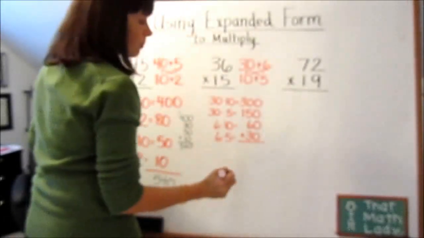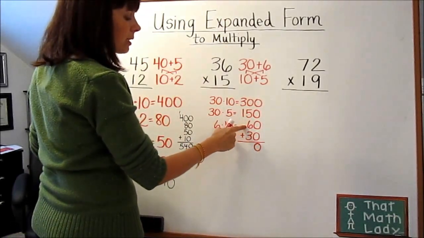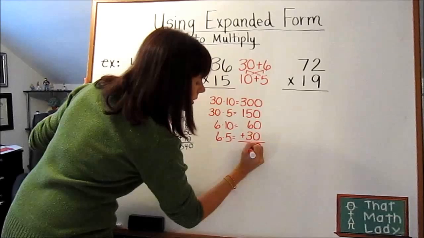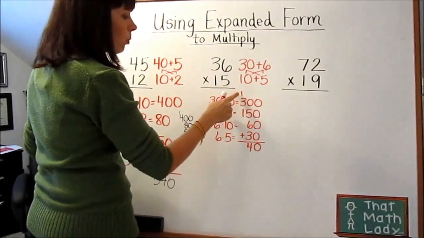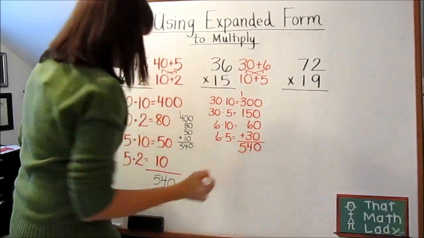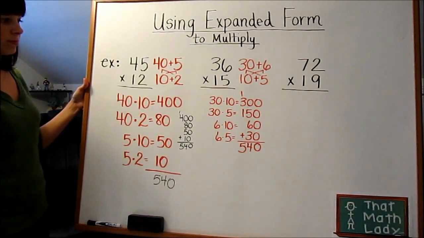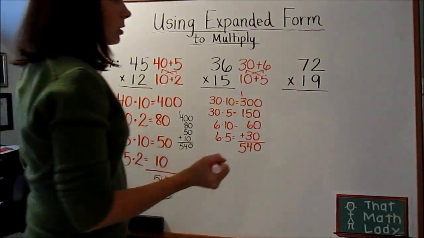And I'm going to add these up. Bring my zeros down. 5 plus 6 is 11. Plus 3 more is 14. Carry my 1 up here. 1 plus 3 plus 1 is 5. Wow. 540. And then we're going to do this one over here.